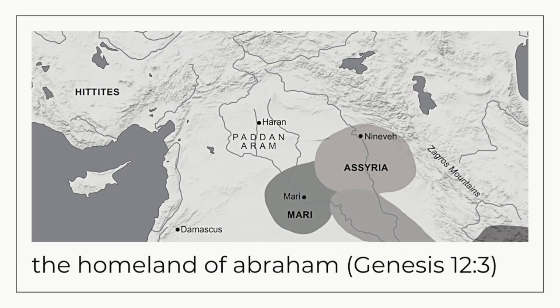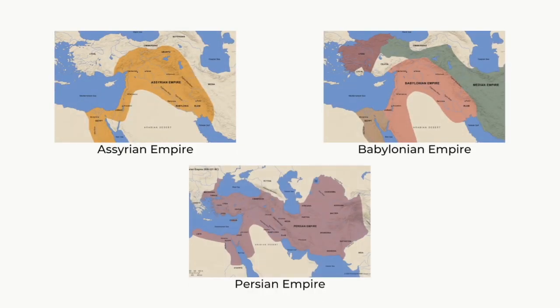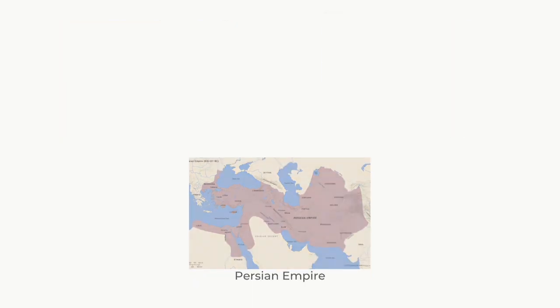Mesopotamia was Abraham's homeland. We see this in Genesis 12, verse 3, which cites Haran as Abraham's place of origin. Major empires from this region invaded and subjugated the people of Israel throughout the biblical era. These empires included Assyria, Babylon, and Persia.